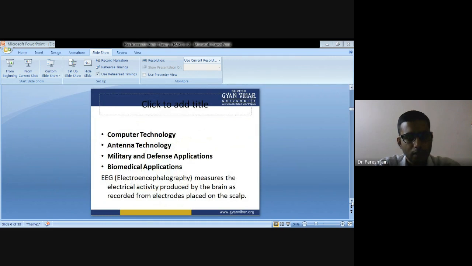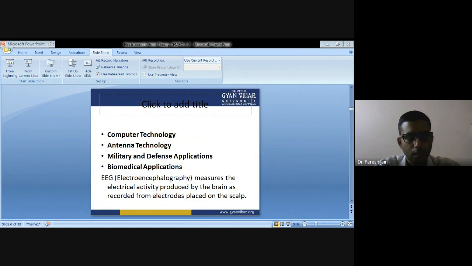The next application is computer technology. In computer technology, we have many devices which use electromagnetic principles, such as laptops, modems, monitors, and CD drives. These devices all work on the principles of electromagnetic waves.